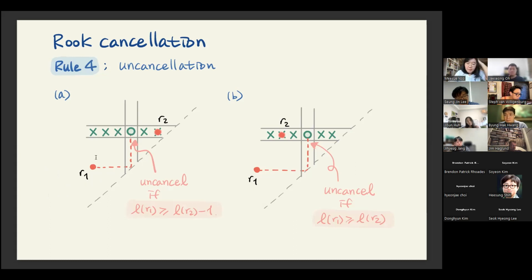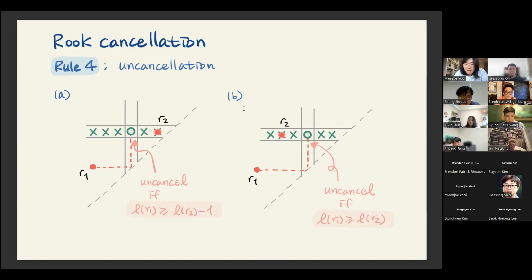Say we have these two linked rooks, and these are part of the linked rooks. And this rook, since it's a part of a linked rook, it's supposed to cancel all the cells in this row. But this cell here, which is in the bounced column of this rook, it emanates a ray, and then it bounces up here. So this cell is contained in this column. And this cell is going to be uncancelled if the length of R1 is larger than or equal to length of R2 minus 1.